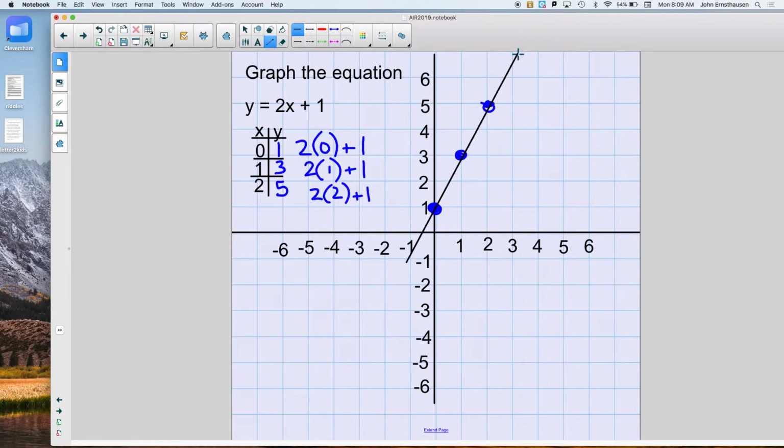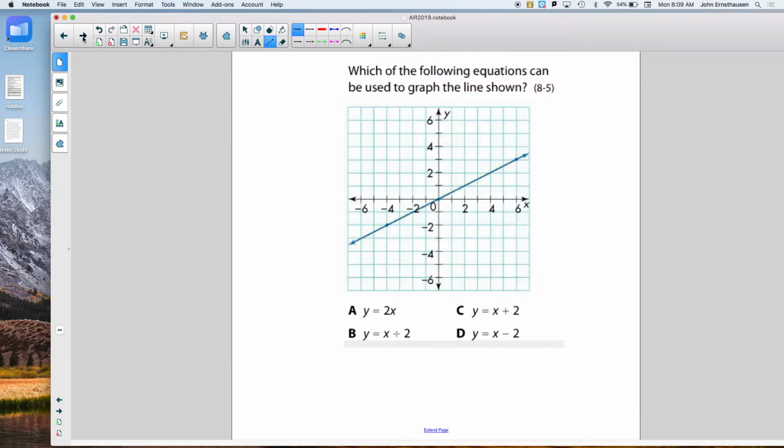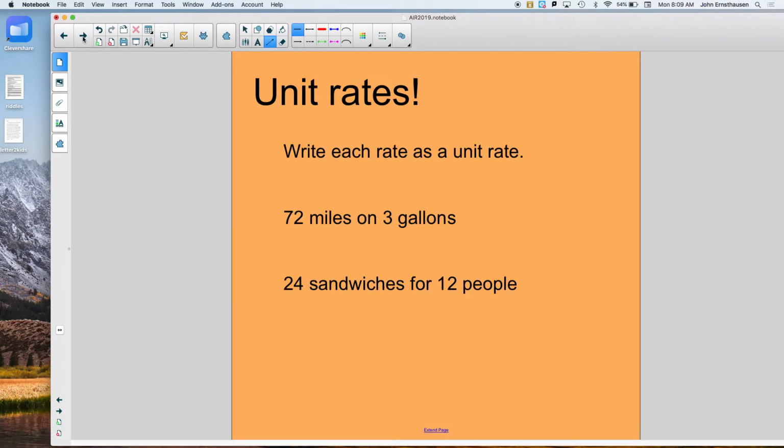Okay? We graphed those. That was somewhere around Christmas time or right after break that we did that. All right? Okay, I think we're going to call graphing. Yep, we're done with graphing now. All right, on your boards, write each of these as a unit rate. You are allowed to use calculators.